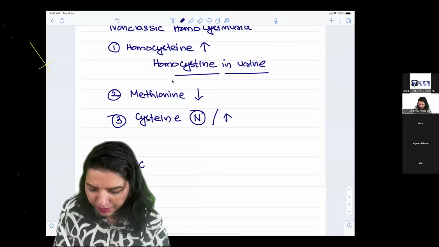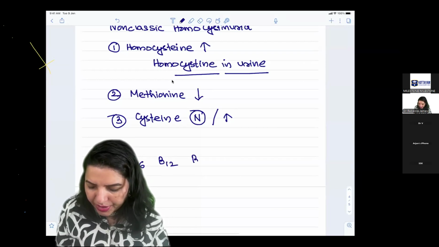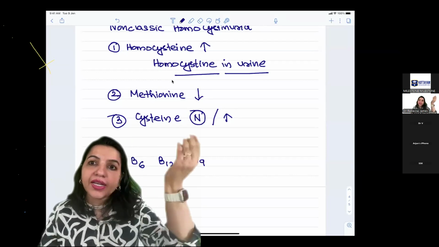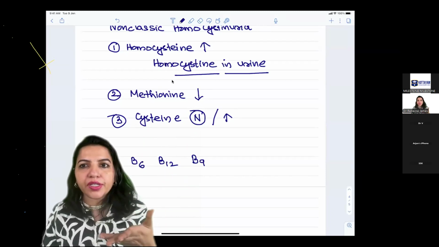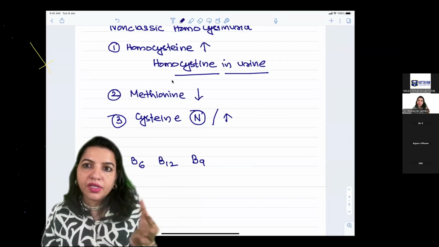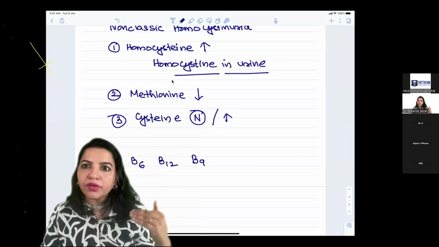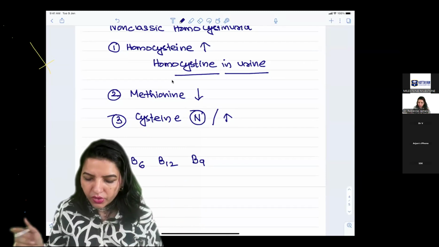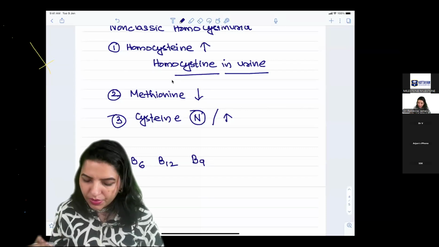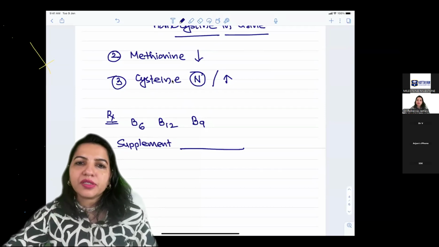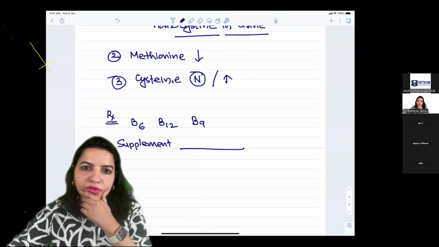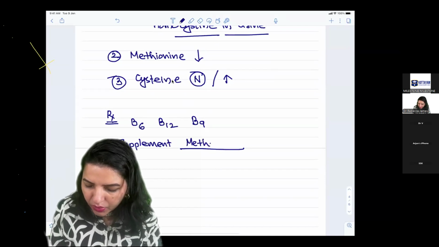Definitely we have to give a combination of B6, B9 and B12. Unlike in the other case, where the first thing we give is a high dose of B6, here we are giving a combination of B12 and B9, and along with that we can give B6 also. So it's a combination of B6 plus B12 plus B9. Then this is very, very important. Supplement which amino acid? Yes, very good. Here we have to supplement methionine.